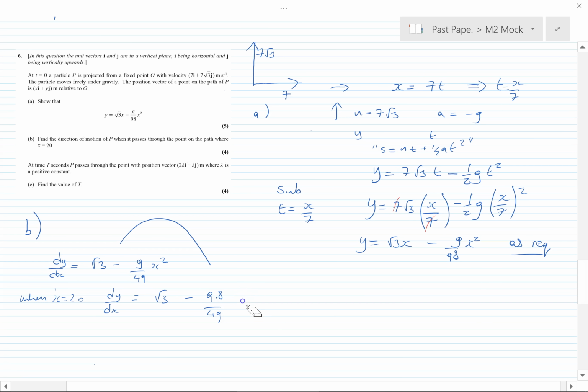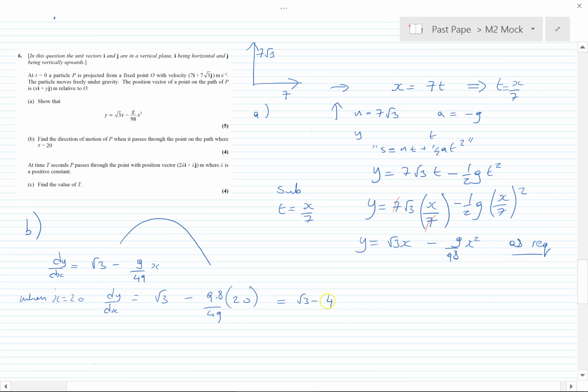Oh, it's not 20 squared, of course. I haven't differentiated properly. It's silly. I've timesed 20. I knew something wasn't right. So differentiated, it is g over 49 x. Oh dear. So that works out, because that 9.8 over 49 works out to 0.2 times 20, so that's the square root of 3 minus 4.